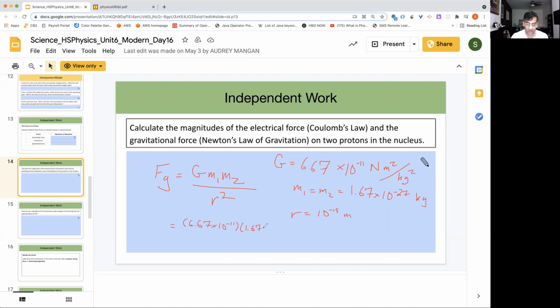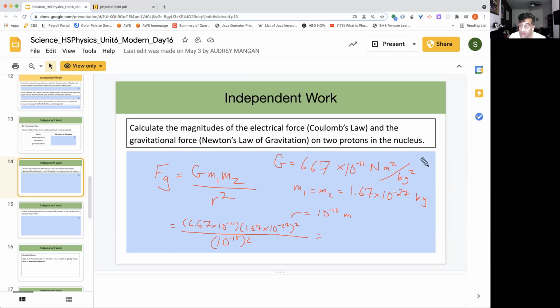Again, I can just take 1.67 times 10 to the negative 27th, and I can square it because I have two protons and they both have the same mass. And then I'm going to divide it by 10 to the negative 15th, but I'm squaring that. So it's really going to be divided by 10 to the negative 30th. So let me clear this. That's going to be 6.67 times 10 to the negative 11th times 1.67 times 10 to the negative 27th, all squared. That gives me a tiny, tiny number, 1.86 times 10 to the negative 64th, all right?